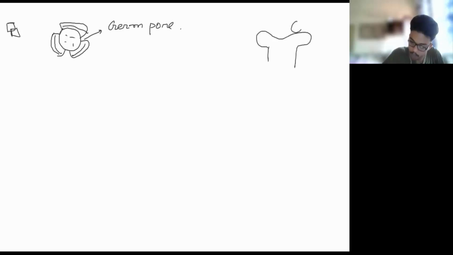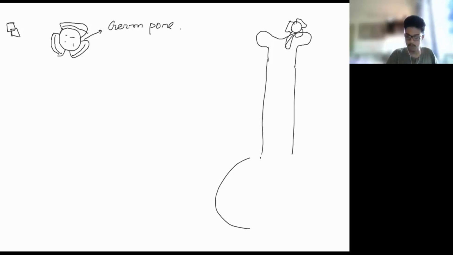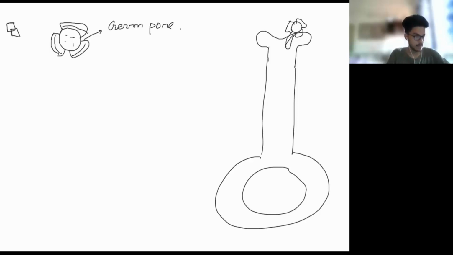So what happens? This is the stigmatic surface. The pollen grain is falling over here. Consider this structure. Now pollen germination is happening. See, this is one of the germ pores. Through this, the pollen tube. This is pollen germination. This is a germ pore. So the pollen tube is starting to grow. The contents of the pollen grain move into the pollen tube. Okay. So this is the style, ovary and ovule. The pollen tube goes through the tissues of the stigma, style and reaches the ovary.